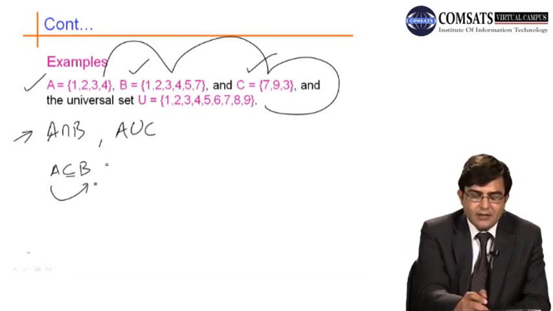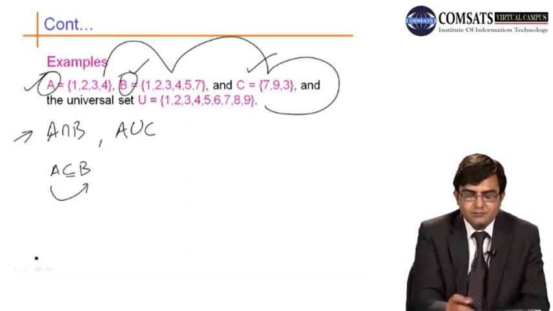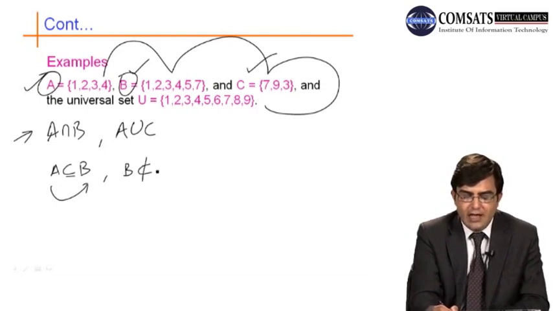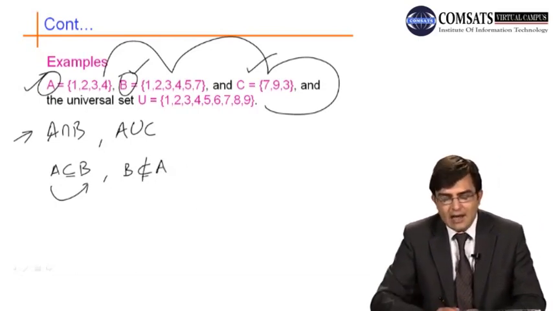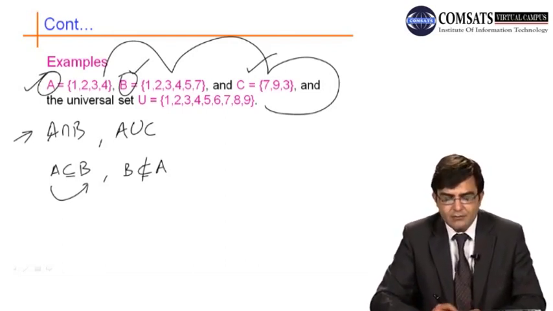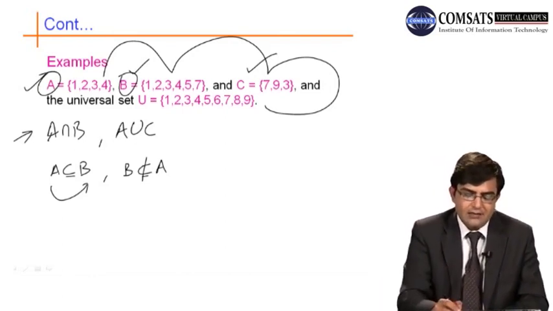For example, here we have taken A, B. A is a subset of B because 1 belongs to A, 1 belongs to B, 2 belongs to A, 2 belongs to B, 3 belongs to A, and 3 belongs to B also. So every member of A is also in B. So A is a subset of B, but B is not a subset of A because there are elements in B which are not members of A. So B is not a subset of A, and we denote it by this symbol.